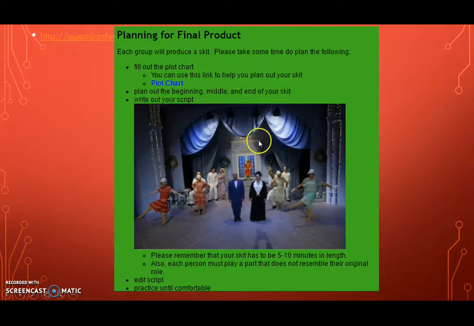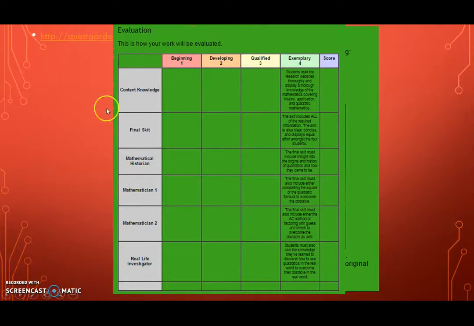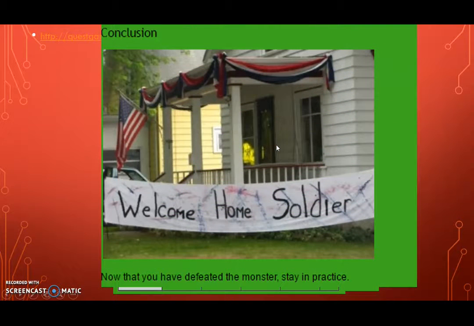And then there's always some sort of final project. So depending on what you wanted to do, it could be different. But for this one, you can do a plot chart. You can write a script. There's also a ton of things you can do. And then it also gives the students how they will be evaluated. And the end, well, you ended up defeating the monster. So it's always kind of a role-playing game for the students.